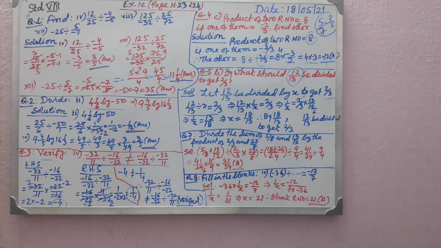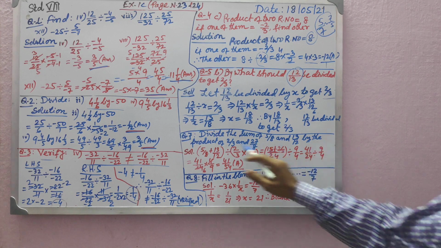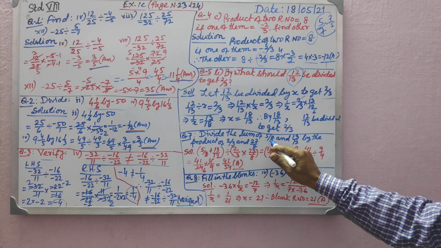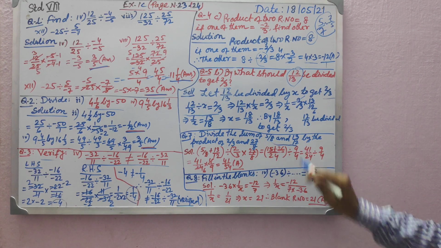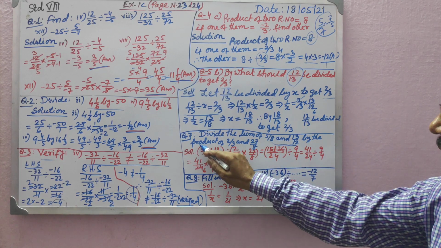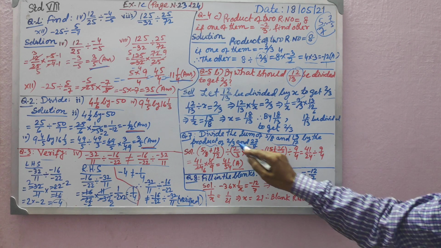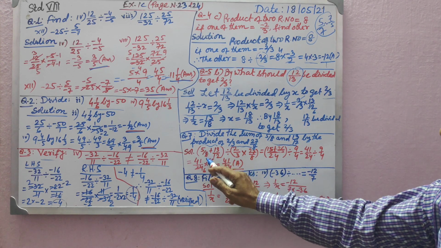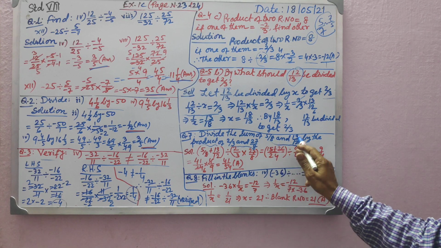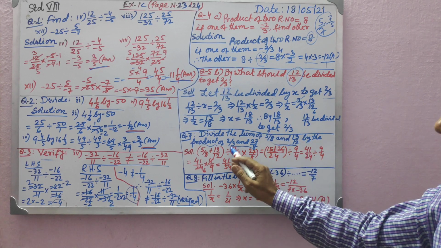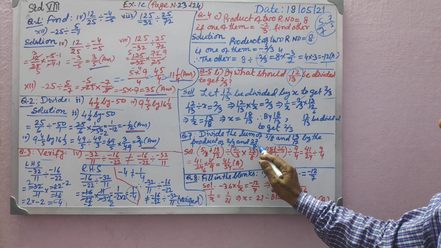Divide the sum of 5 by 8 and 13 by 12 by the product of this. Whatever is said to you, proceed. Divide the sum of this. Sum means addition of these two. You have done it. By what are you dividing? The product of this. Product means multiplication of these two. So if you write it down in a figure, what will happen? 5 by 8 plus 13 by 12, the sum of these two, because sum means addition. These two divided by this rational number into this.